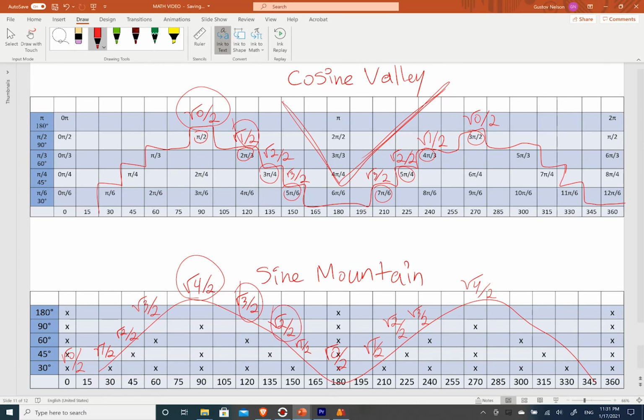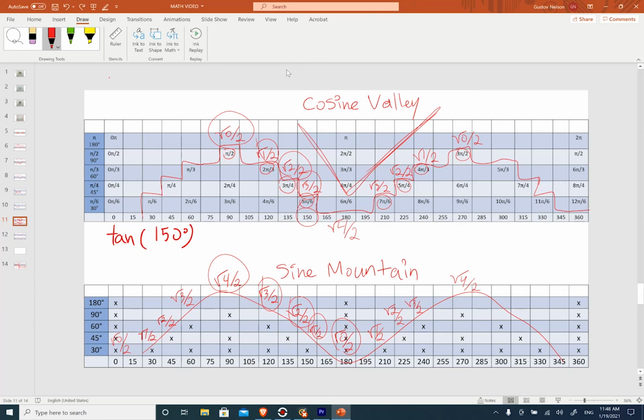As we go further down, it's root 2 over 2. And it's actually the same thing for cosine. As we get to the final and first rung of sine mountain, we see it's root 1 over 2. But for cosine, it's root 3 over 2. And as we step off of sine mountain, we see the value becomes root 0 over 2. But for cosine, it becomes actually root 4 over 2.